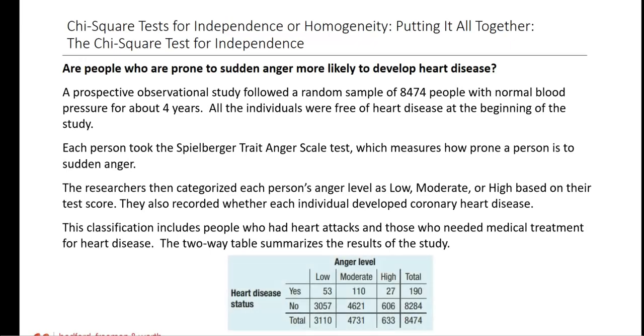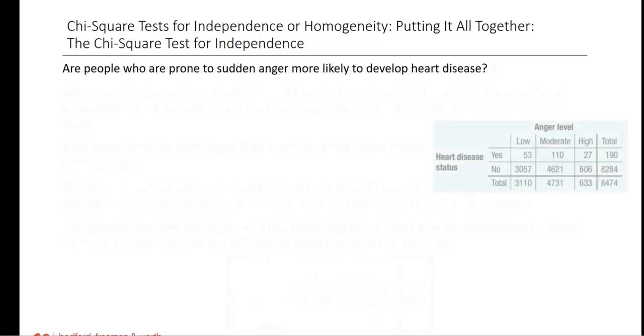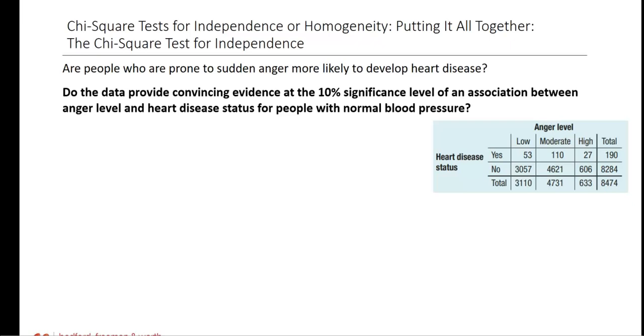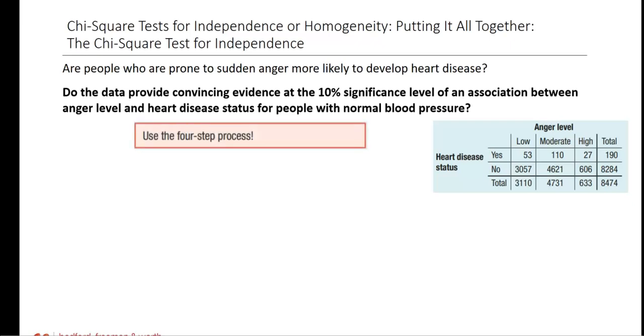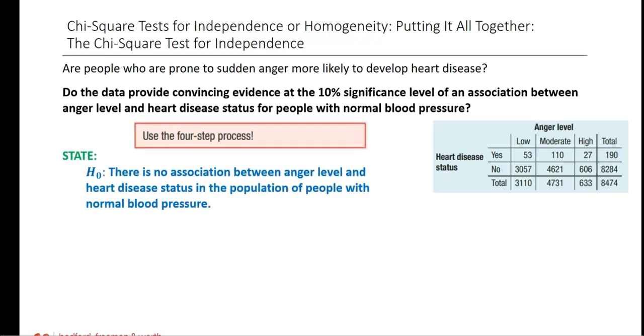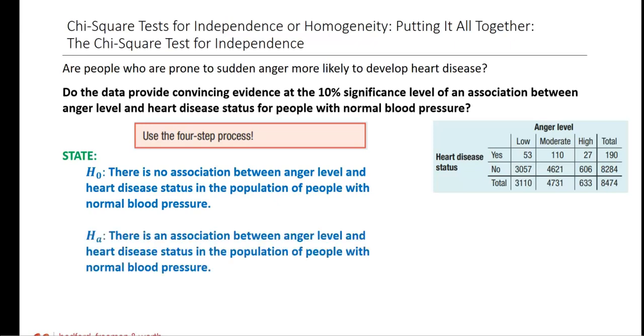Okay, so they did this. It's hard to look at the table and see too much, but some of those people did get heart disease, but we don't know yet if it's significant or not. They're talking about an association, so we know this is a chi-square test for independence. We have two variables, anger level and heart disease. So the null is there's no association between those two variables. The alternate, there is an association.